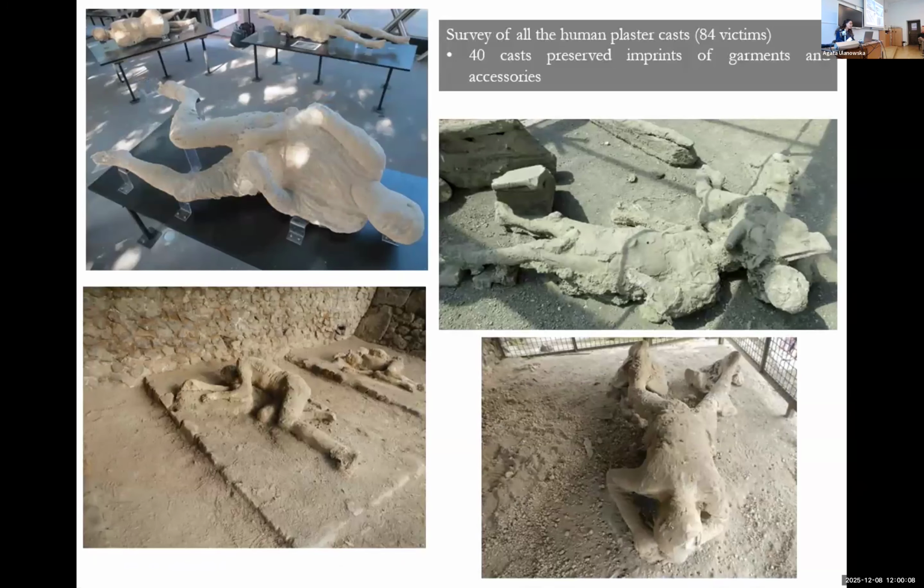The comprehensive study of all human replicas allowed us to collect extensive information about the garments and accessories used by the inhabitants of Pompeii and the surrounding area before they died. Some of the plaster casts were stored in the deposits, some were on display at the entrance of the archaeological park, and others were still in situ inside the park. So this aspect was also challenging in the documentation, especially under poor light conditions, as you can see on the slide.